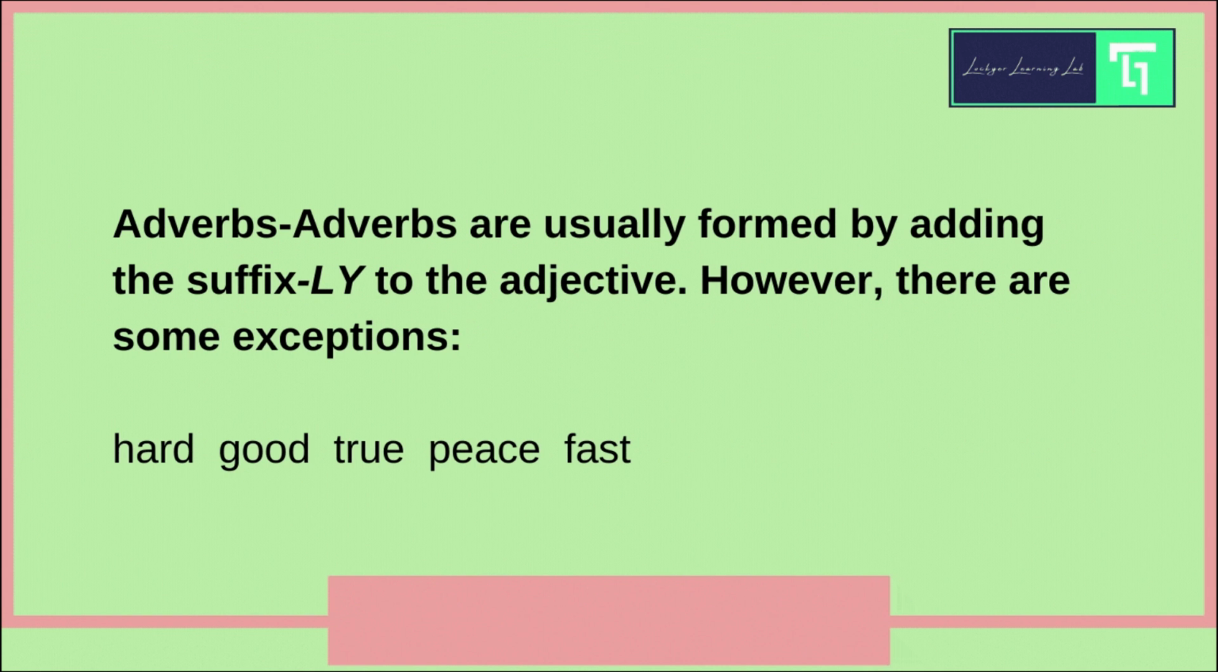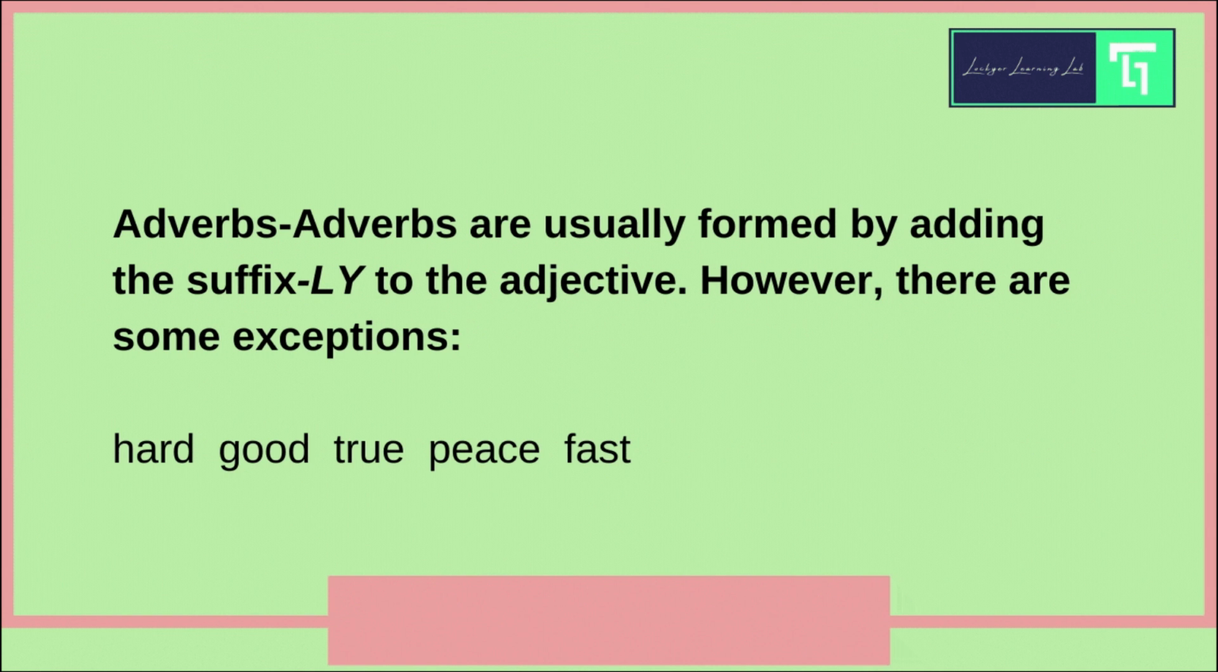Then we have adverbs. Now, adverbs, as you know, we normally put the suffix ly to make an adverb. For example, slow, slowly, quick, quickly. That's the normal way to make an adverb. But there are a few tricky ones, okay?